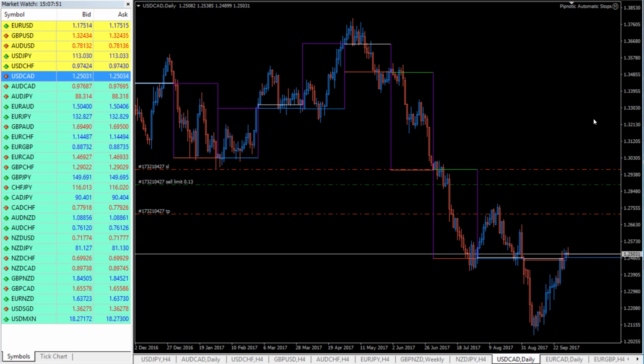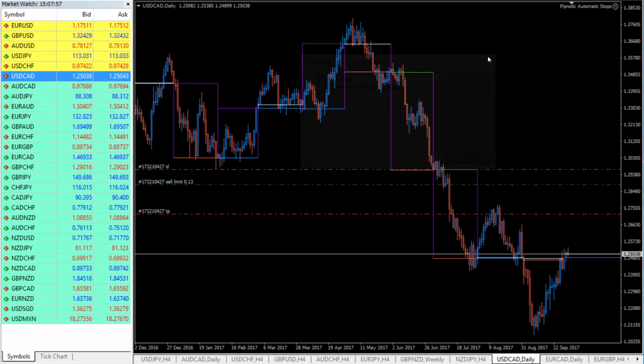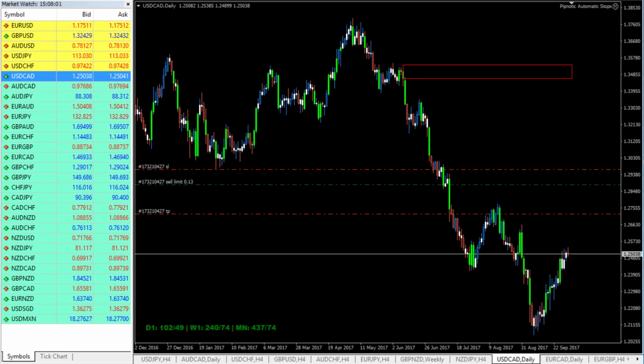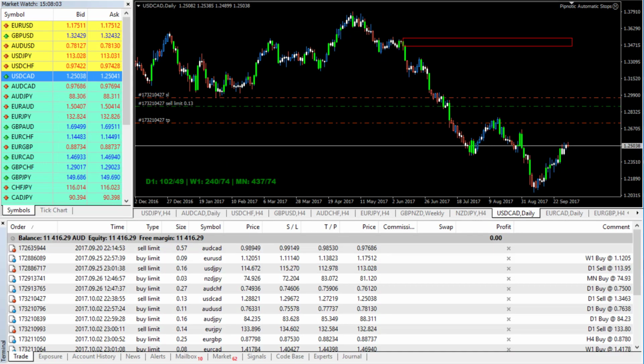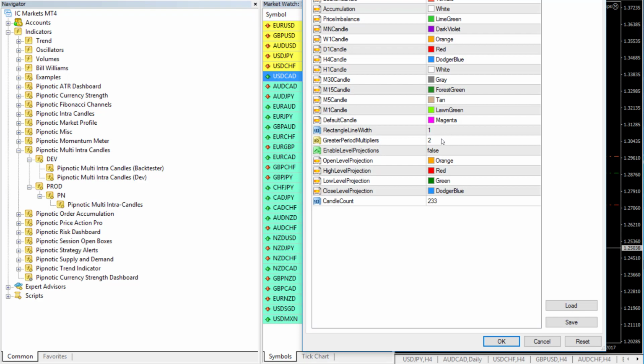If it clutters your chart, just put it on the chart by itself, or do something like this, where you attach it to the chart, and you just make it very simple.